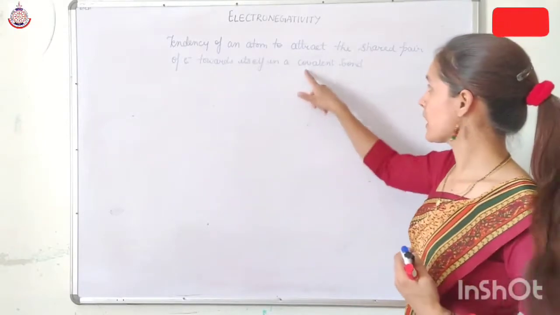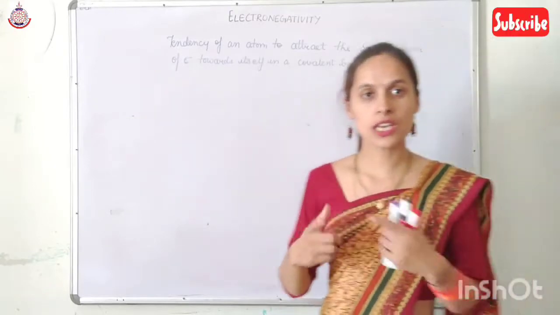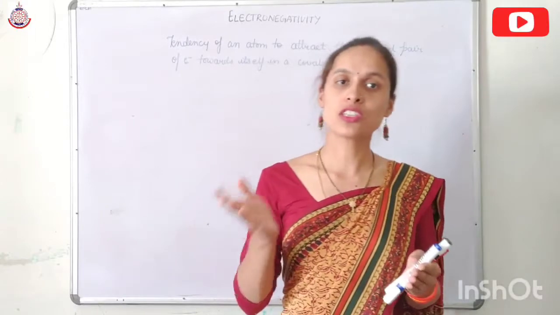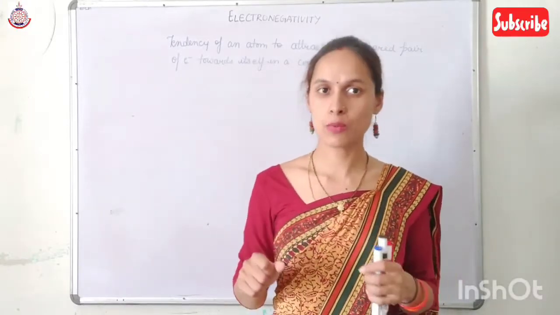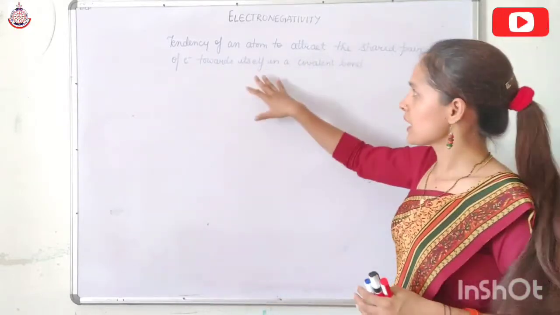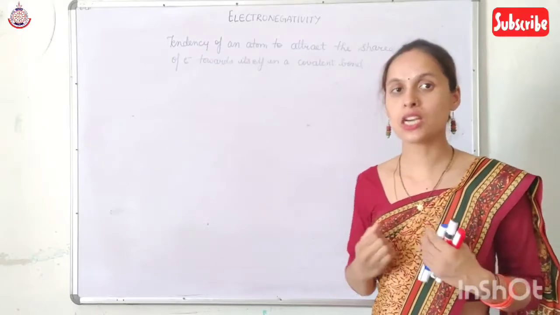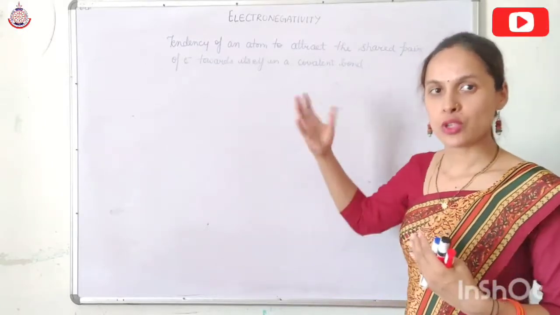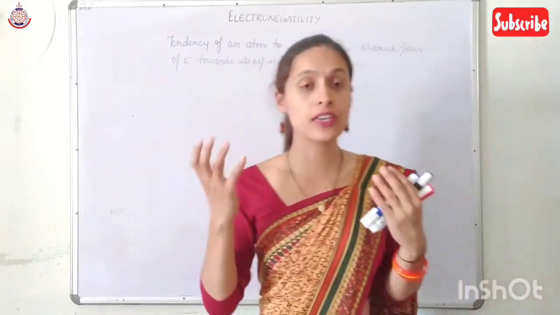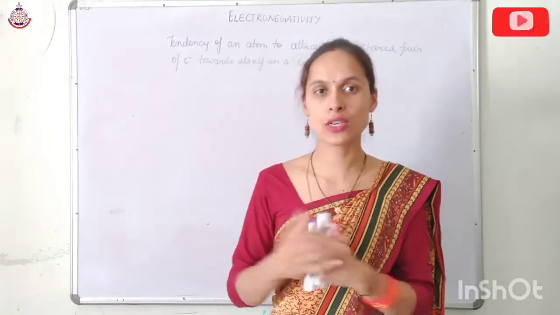And why am I using covalent bond here? Because I am using the word share. Share means sharing of electrons, and we studied in our junior classes that due to the transfer of electrons we get an ionic bond, but due to the sharing of electrons we get a covalent bond. So electronegativity of any atom is the tendency of that atom to attract the shared pair of electrons towards that particular atom.